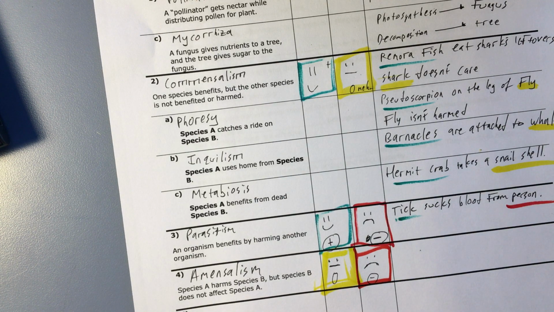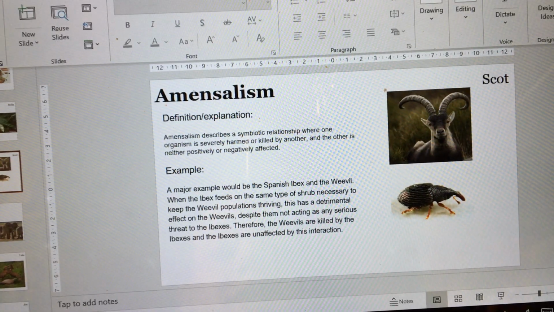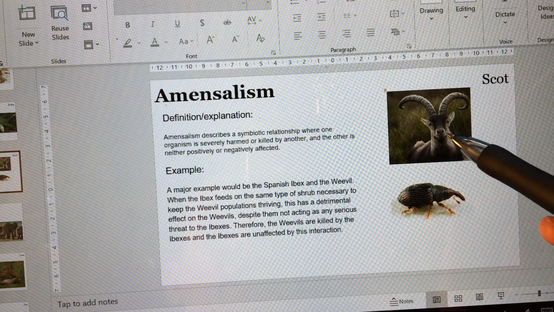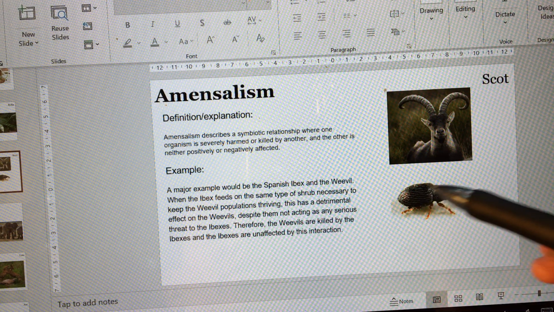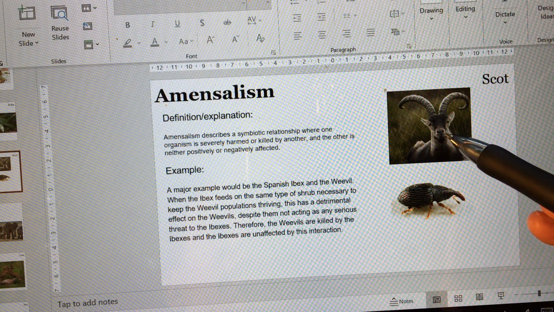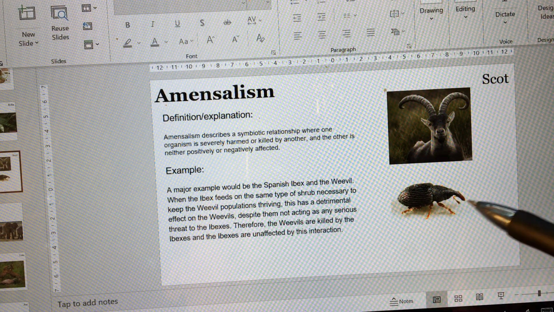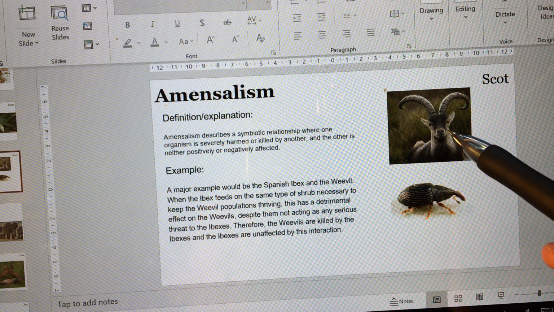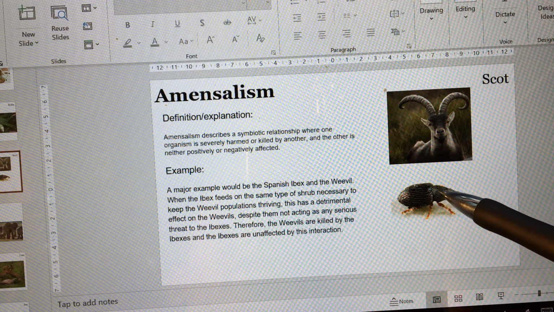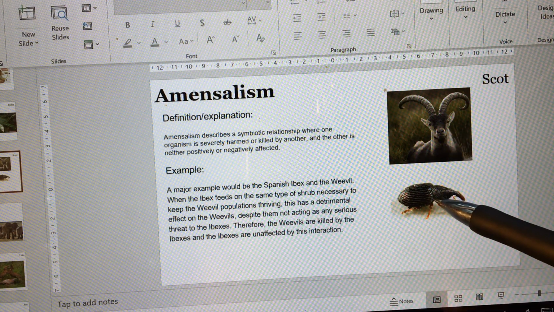This is kind of a weird one, but let's just look at an example here. So here's one Scott found. This is a Spanish ibex and a weevil, okay? So the ibex feeds on the shrub that is necessary to keep these weevils thriving, okay? But if it's eating all the shrub, then the weevil's not going to have enough habitat available for it, and so the weevils can be killed. So the weevils are going to experience a harm, but the ibex doesn't really benefit from the fact that it's killing the weevils, okay? It's benefiting from the grass, but it's not really experiencing benefit from the weevils, okay?